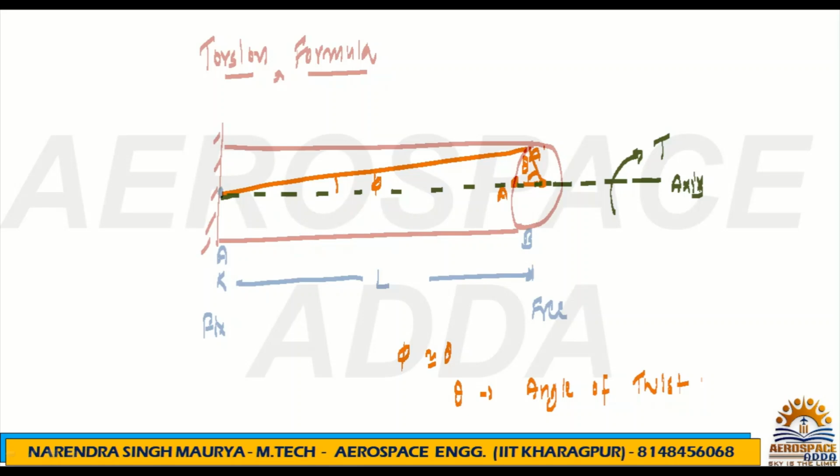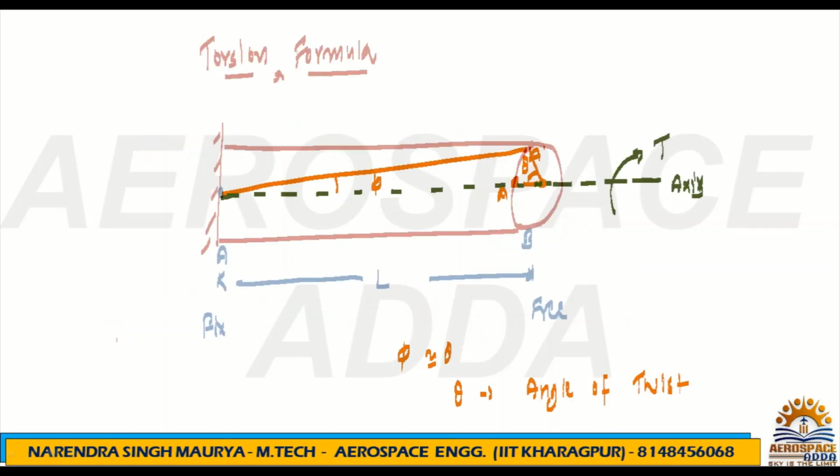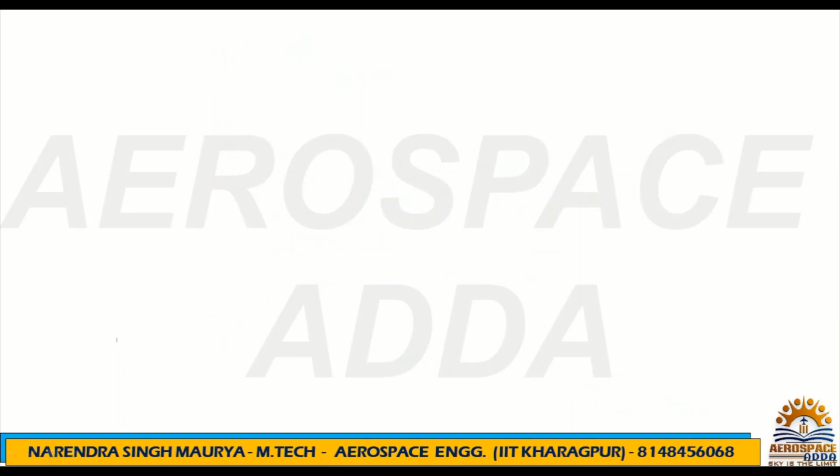Ultimately, if you derive and see the final formula, you will get that torque T is applied, and once torque T is there, definitely shear stress, or tangential stress tau, will also be there. I'm not going to derive this formula. I just want to put the direct relation. L is the length of the shaft. The full derivation is already available in my recorded videos.